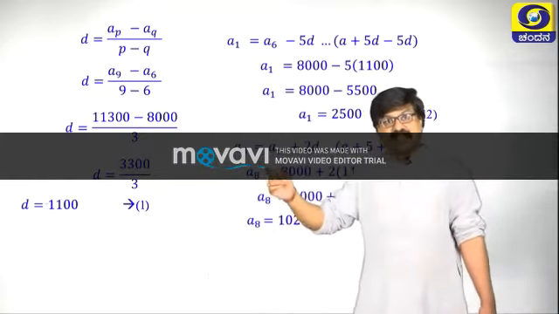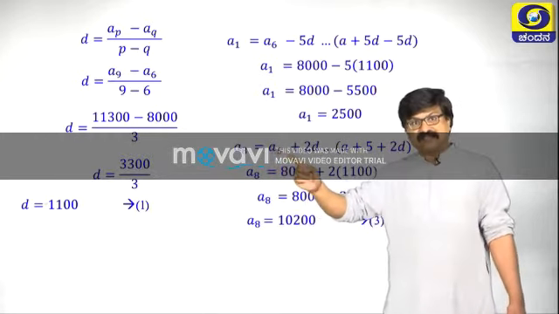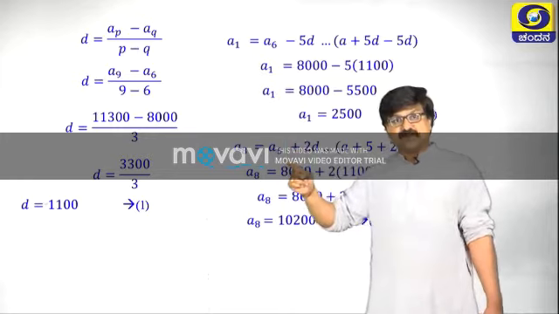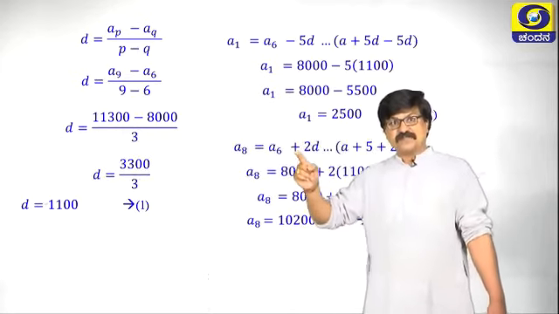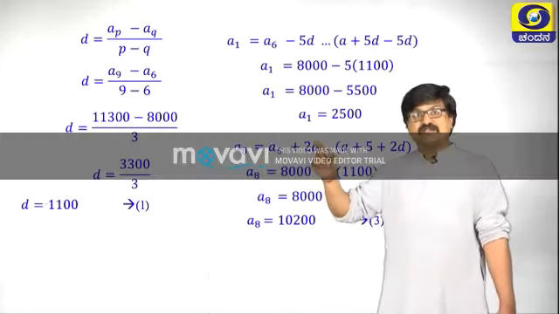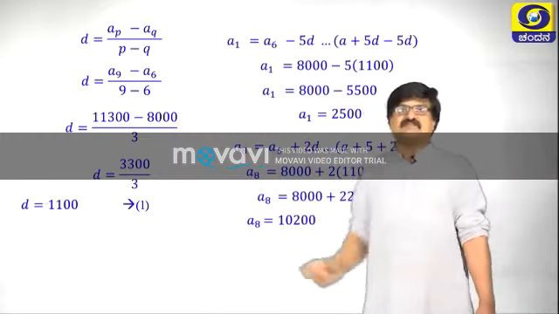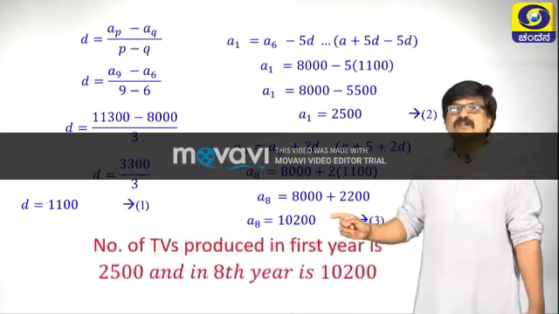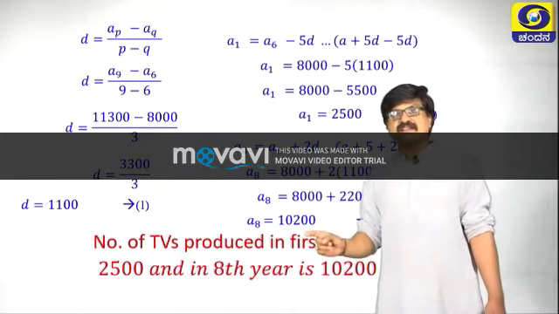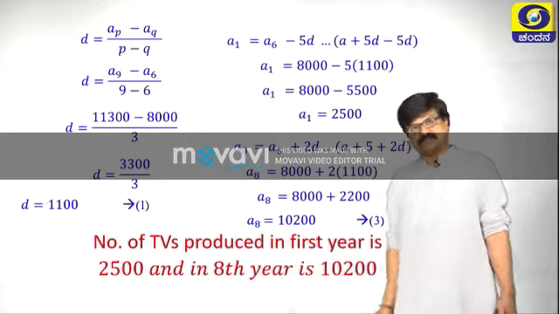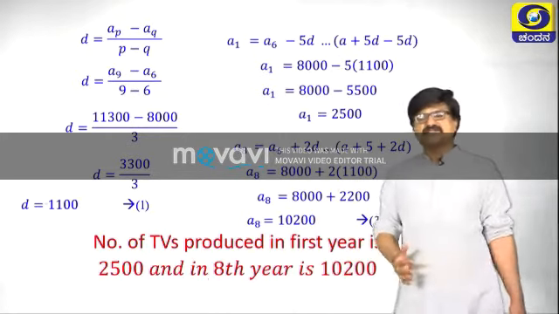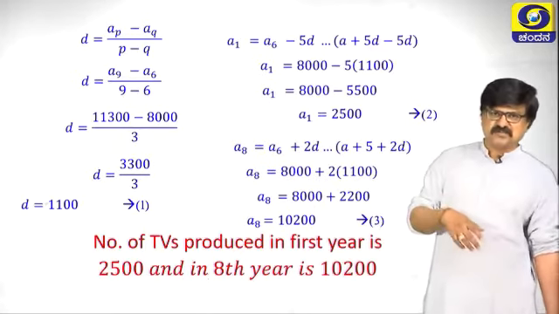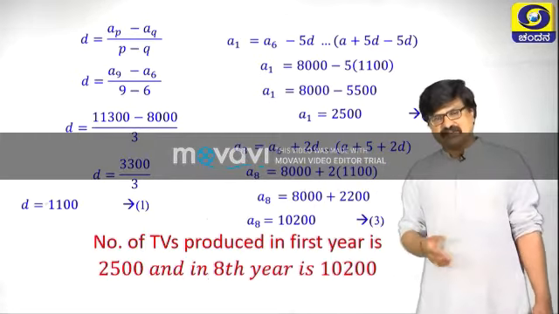We can write A8 as A6 plus 2D. Why are we writing A6? Because A6 is given. A6 value is what? A plus 5D. 5D plus 2D is 7D. So, A plus 7D is the A8 formula. So finally, the number of TVs produced in the 8th year is 10,200 we got. So, like this my dear students, you can solve any number of problems which are there in the textbook or in previous year examination papers also.